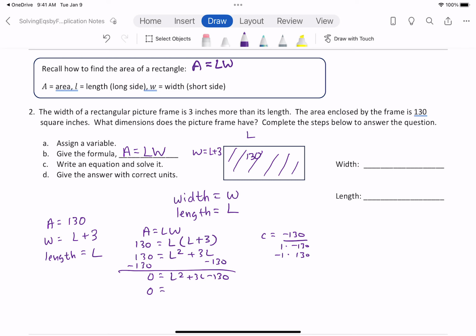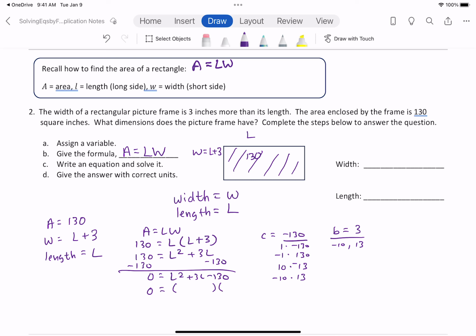And a lot of times when you have numbers that are in the hundreds, like 130, oftentimes you will find that they're divisible by 10. So that's one of those hints that you can always at least give it a quick try and see if it works. So it could be 10 times negative 13 or negative 10 times positive 13. We're trying to get B equal to 3. So we're going to want the negative 10 and 13.